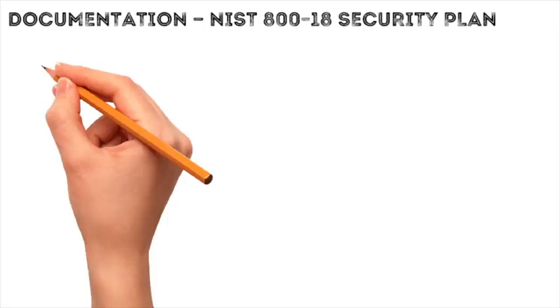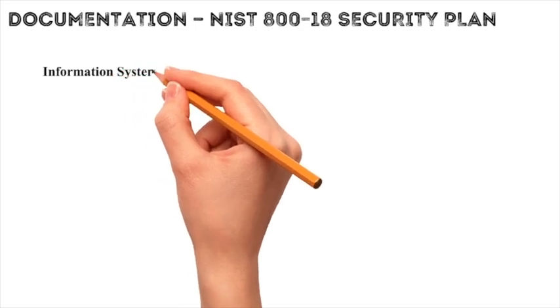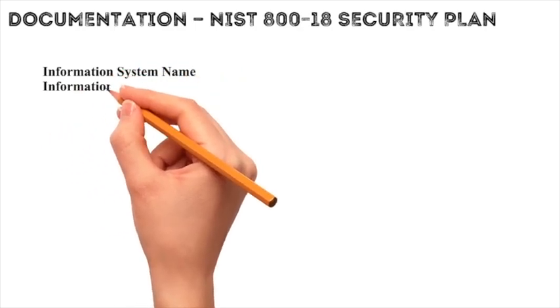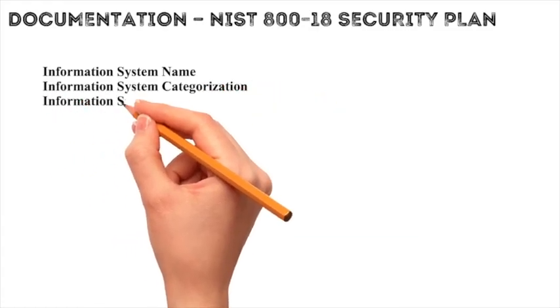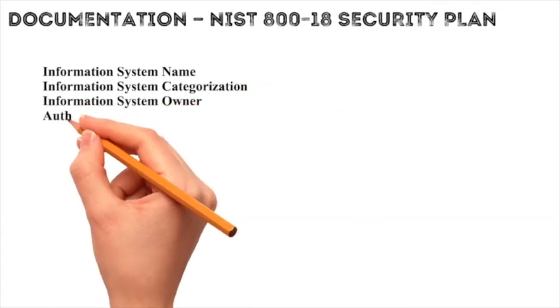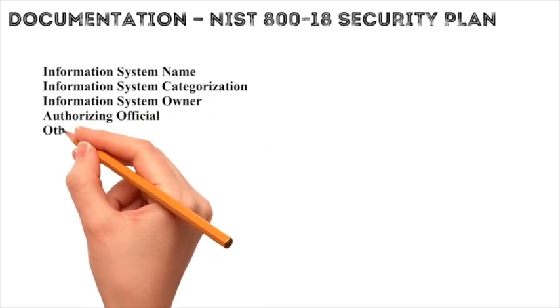Documentation and Risk Analysis. Security Plan, as per NIST 800-18. Now, let's go through the security plan for the Sample Banking Information System, prepared according to the NIST Special Publication 800-18 Guidelines. Information System Name. The name of the system is Sample Banking Information System. It is used for managing customer accounts, transactions, and online banking operations.